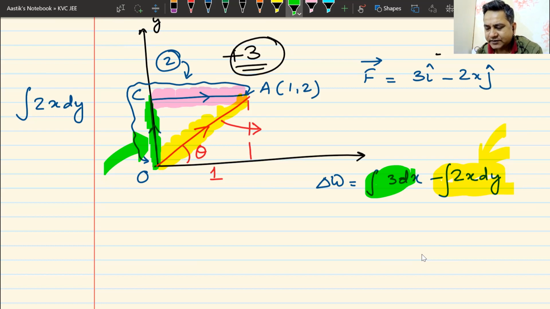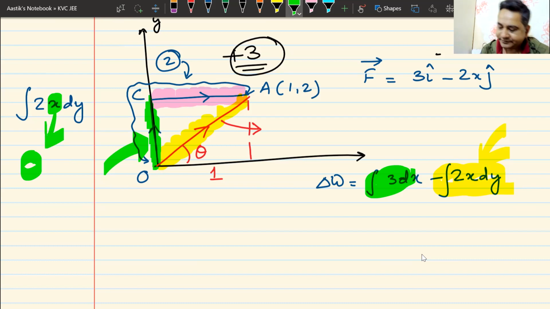What happens in the green path when I'm going from O to C? What is 0? X. X is 0. Well done. I think we did it correctly up till here. X is 0, so I don't have to worry about the green path.